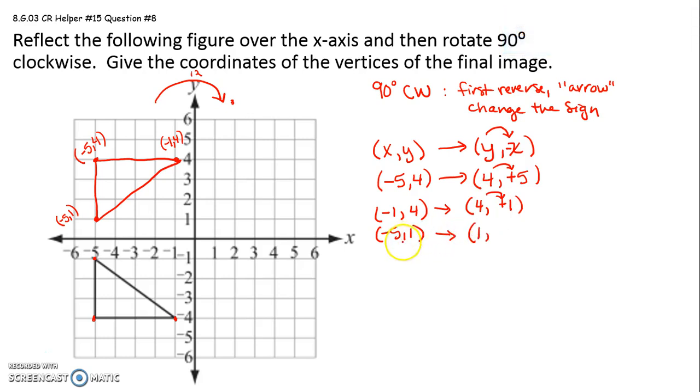First reverse the coordinates, just switch places. Clockwise arrow, change the sign. And that gives me my coordinates for the final figure. So that would be 4, 5, 4, 1, and 1, 5.